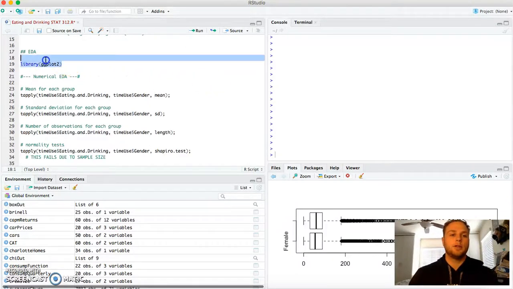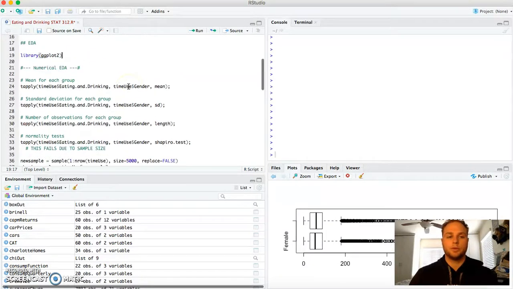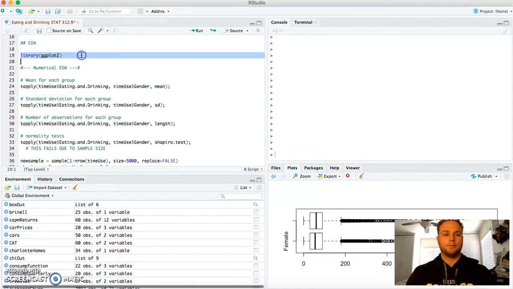I loaded library ggplot2 and the EDA just so I didn't have to do it later when we did graphs, so it would already be there. Go ahead and run that.